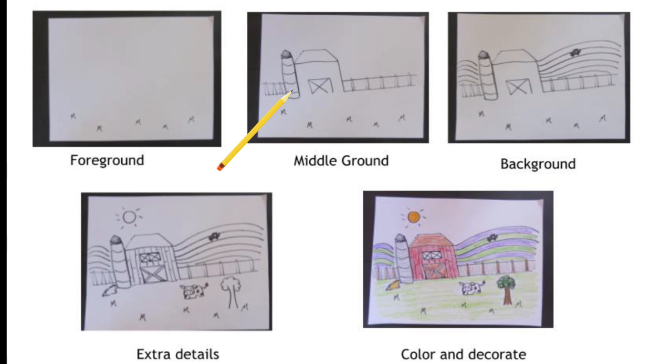The middle ground is a little farther back. Here we added the barn and a fence. You could add farm animals or rows of corn growing. Keep it simple for now though, so you can adjust it if you want later.